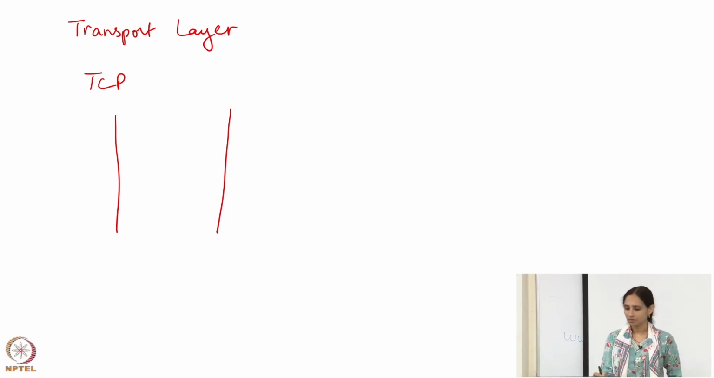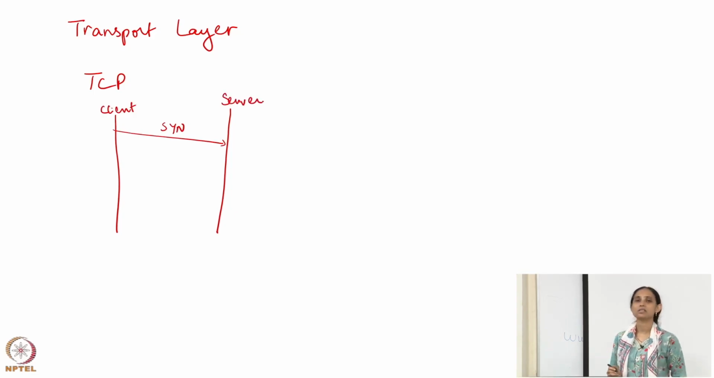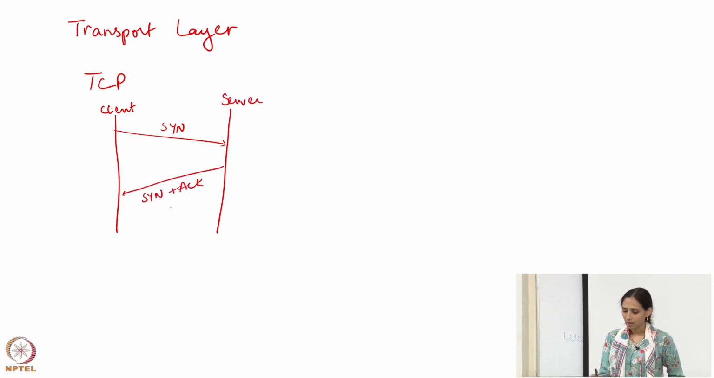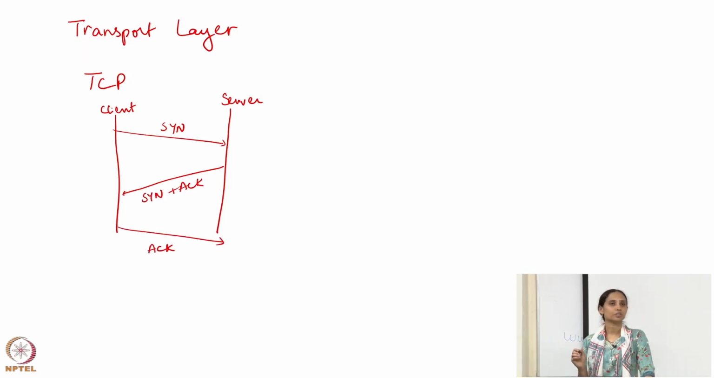3 messages. The client is the one that is establishing the TCP connection, and the server is the one that is responding to the connection. So you send a SYN, then you will have a SYN ACK, and then you have an acknowledgement again. So this is the famous 3-way handshake of TCP.